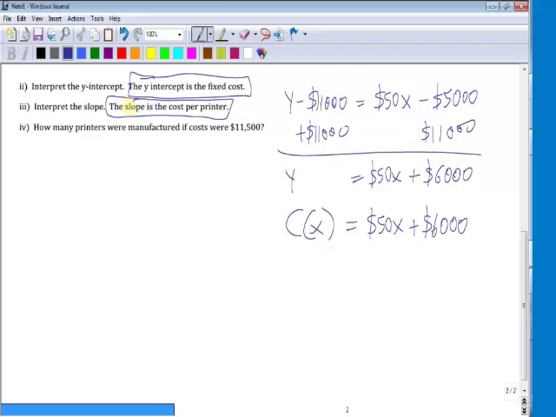$50 per printer, those were the units. So if we're at a certain production level and we increase that by 1 printer per day, it's going to increase our production cost by $50 per day. So it's the cost for manufacturing the next printer.